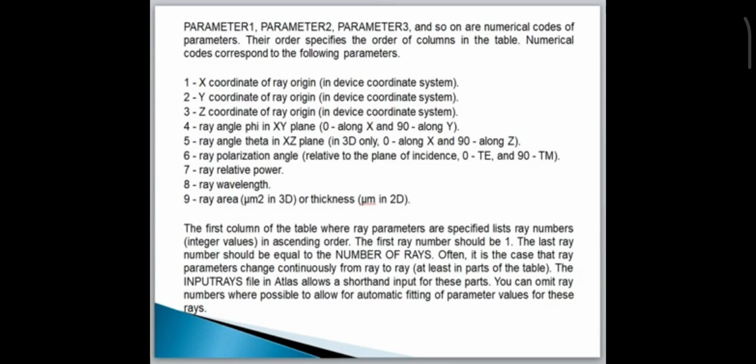The first column of the table where ray parameters are specified lists the ray number in ascending order. It must start from 1. The last ray number should be equal to the number of rays. Often it is the case that ray parameters change continuously from ray to ray. The parameters for ray 1 must be different from the parameters of ray 2. If you are defining ray numbers from 1 to 10, you must define these parameters from 1 to 9.